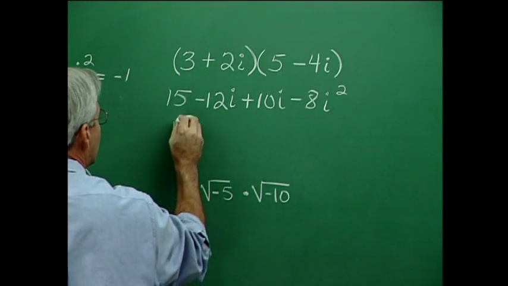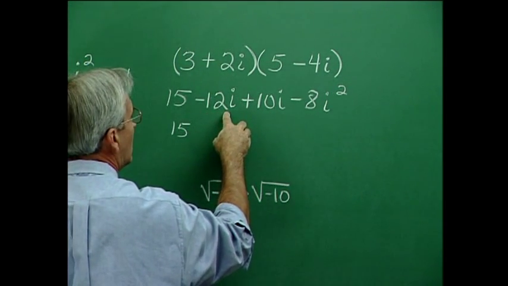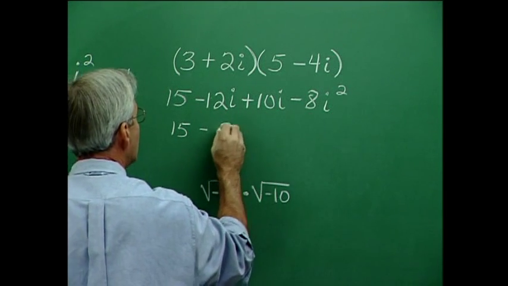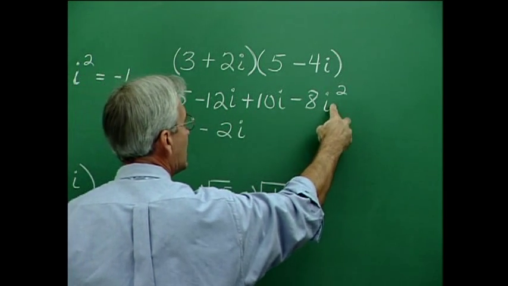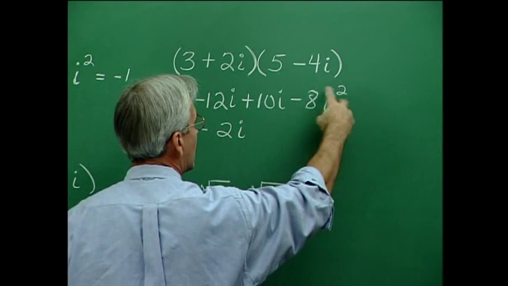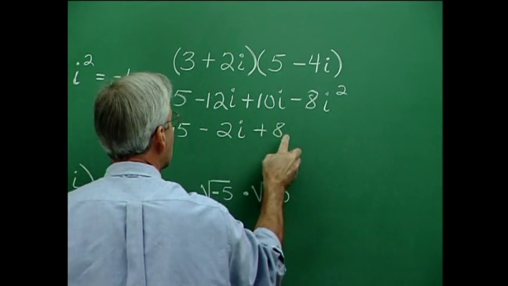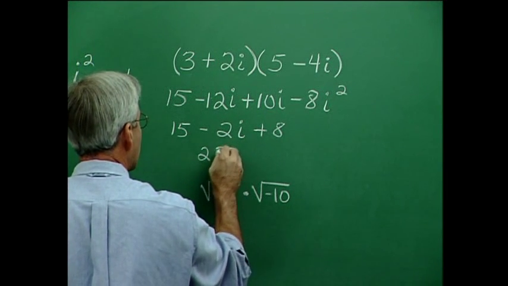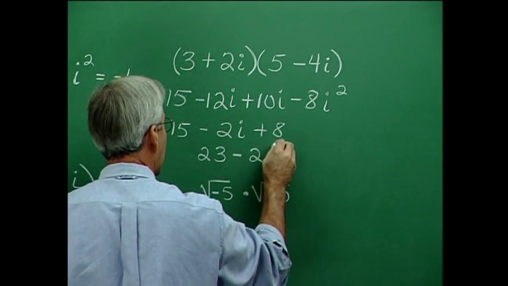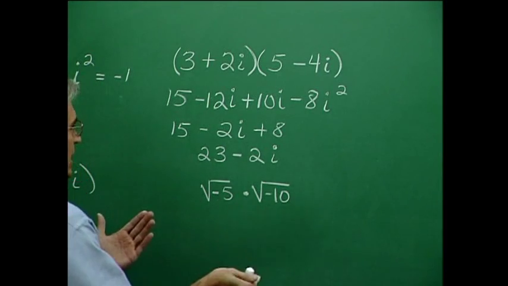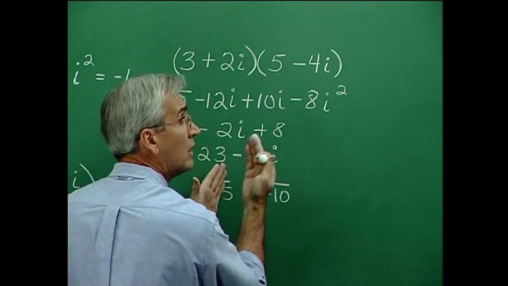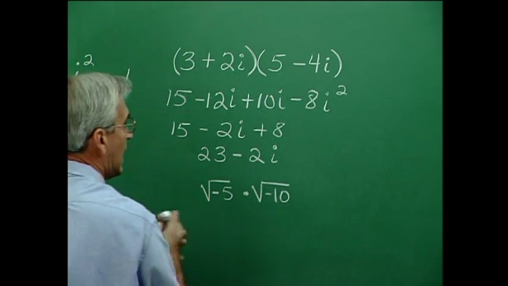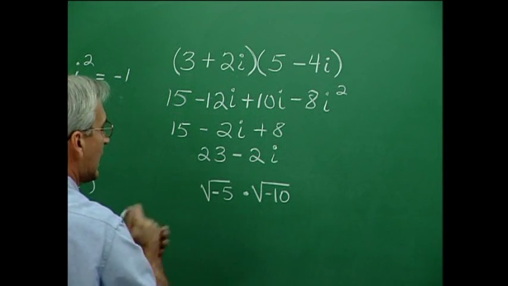So let's see, we have 15, and then minus 12i plus 10i is minus 2i, and the i squared is negative 1, so this term becomes plus 8, and now we can collect the 8 with the 15 to get 23, so this is 23 minus 2i. And again, I could go through another step and say this is 23 plus negative 2 times i if I want to be purely in that complex form.